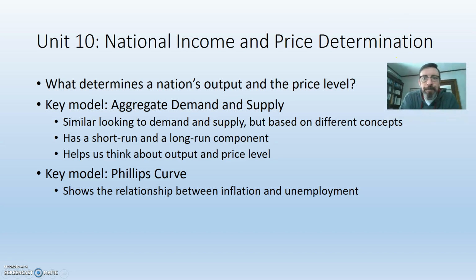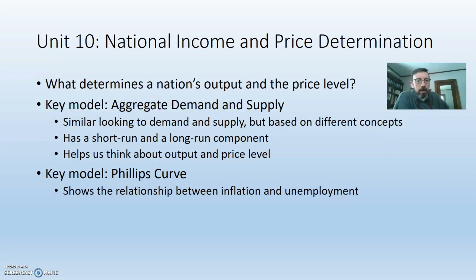How about this new unit? The title of the unit is National Income and Price Determination. So it's asking the question, what determines the nation's output and the price level? You might first say, wait a second, it said national income, not nation's output. Remember, in macroeconomics, a nation's total output, GDP, is equal to the nation's total income. That's because GDP can be measured by adding up all production, or by adding up all income received in a nation. And so output equals income for an economy at the macro level.